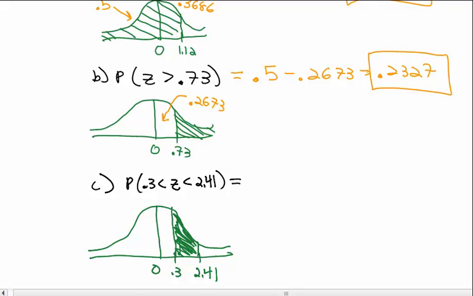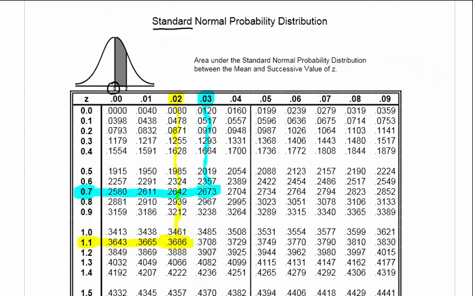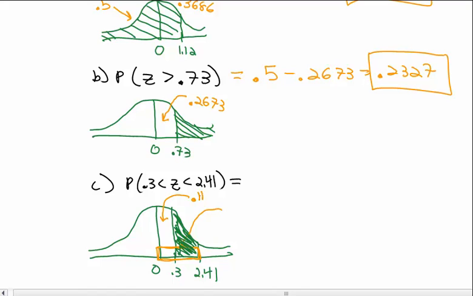Now the table is going to give us two probabilities. The table can give us the probability of the white space and the probability of everything between 2.41 down. So let's find those two values. First, 0.3. On the table, 0.3, nothing after the 3, so we go 0.30. So that's 0.1179. That's the white space.